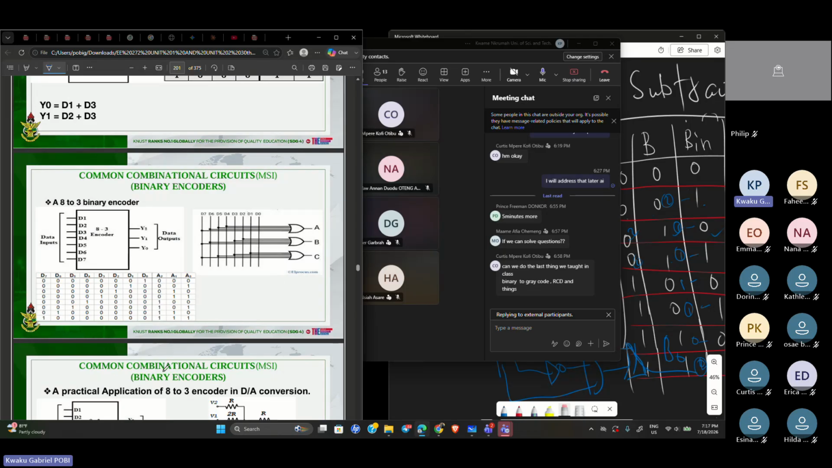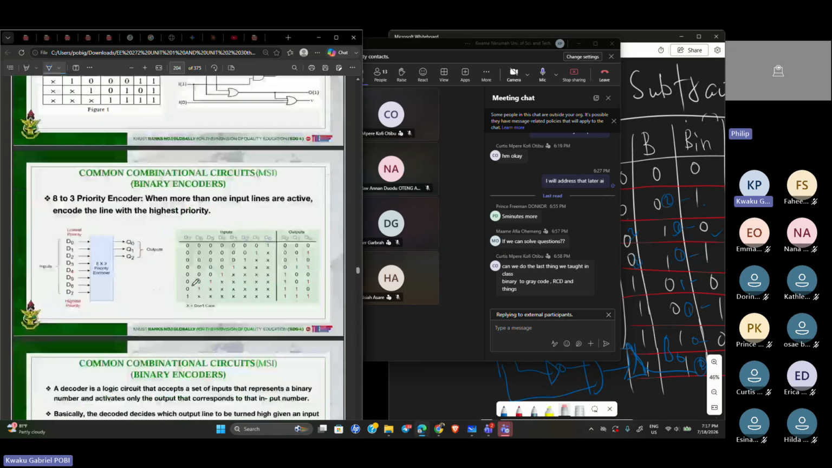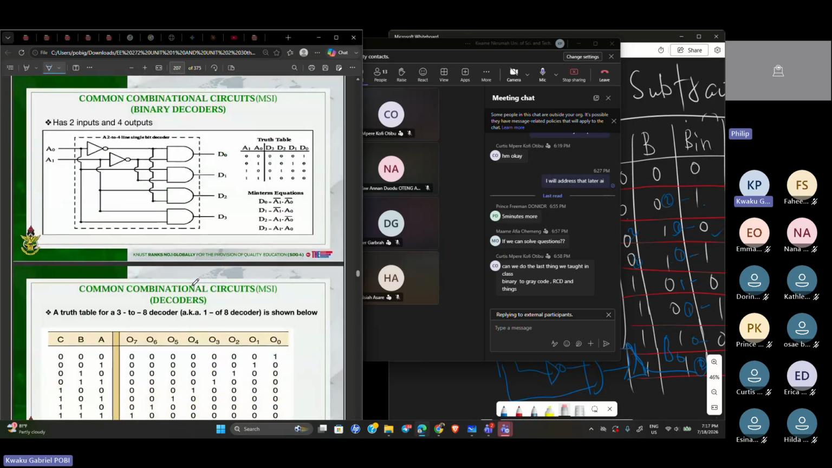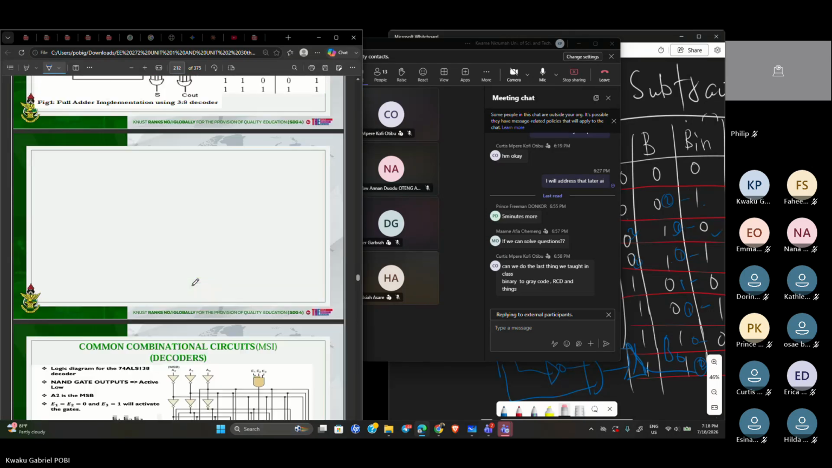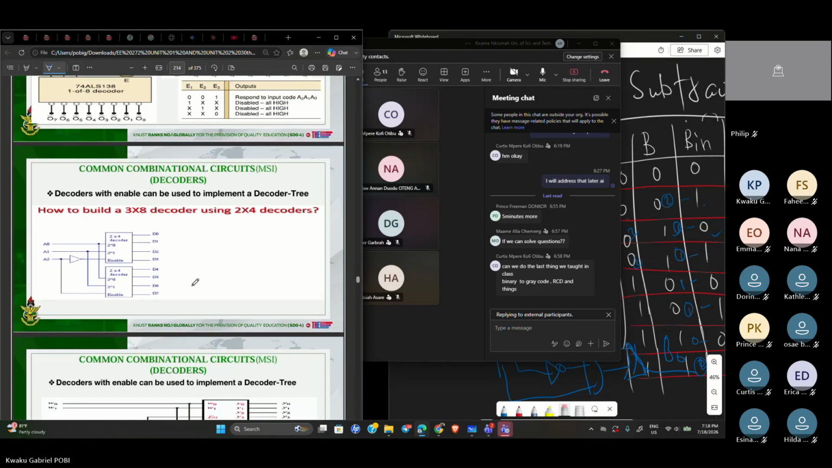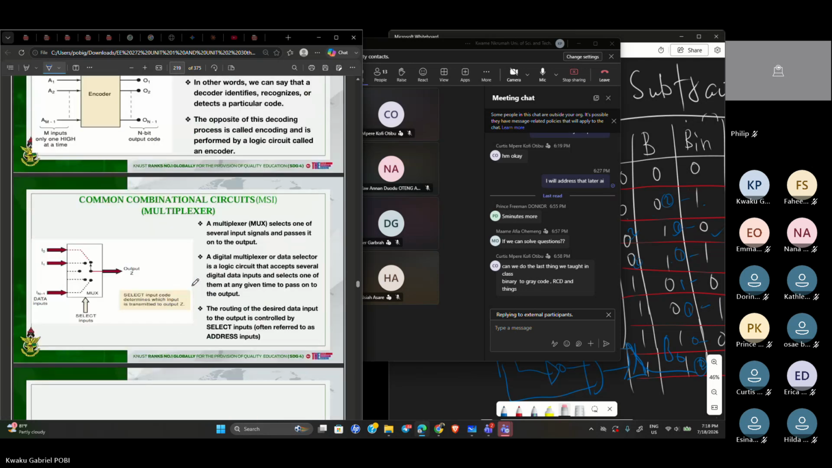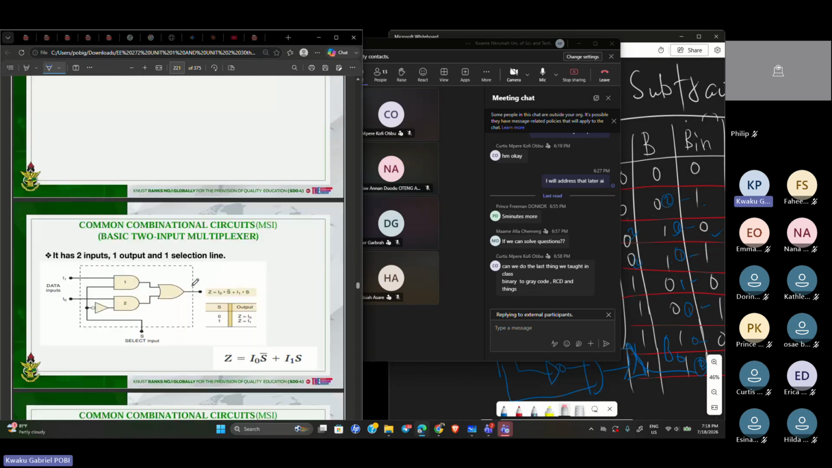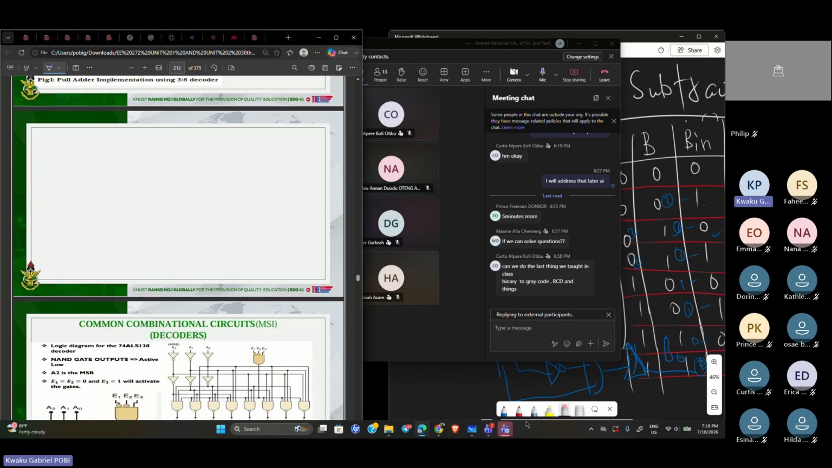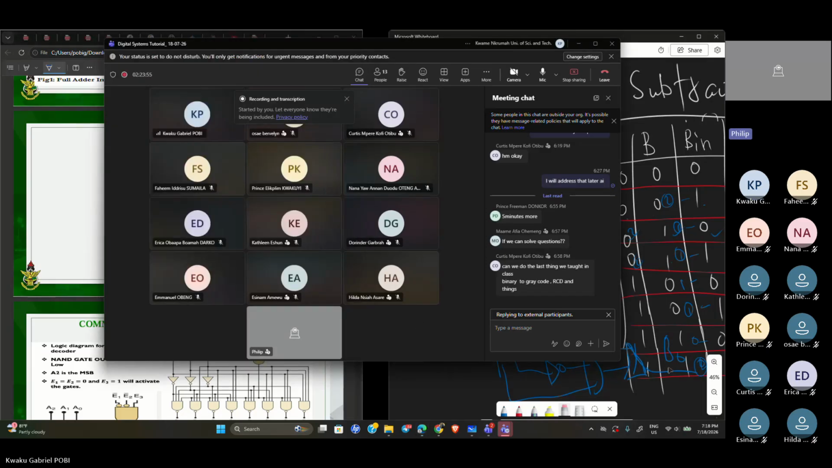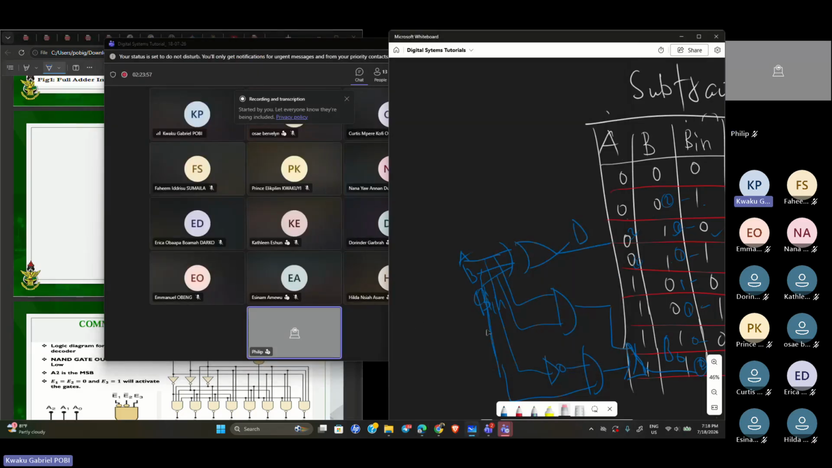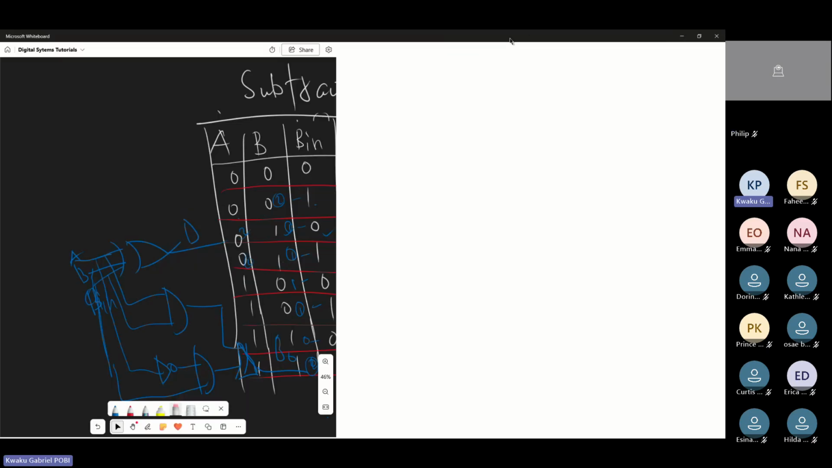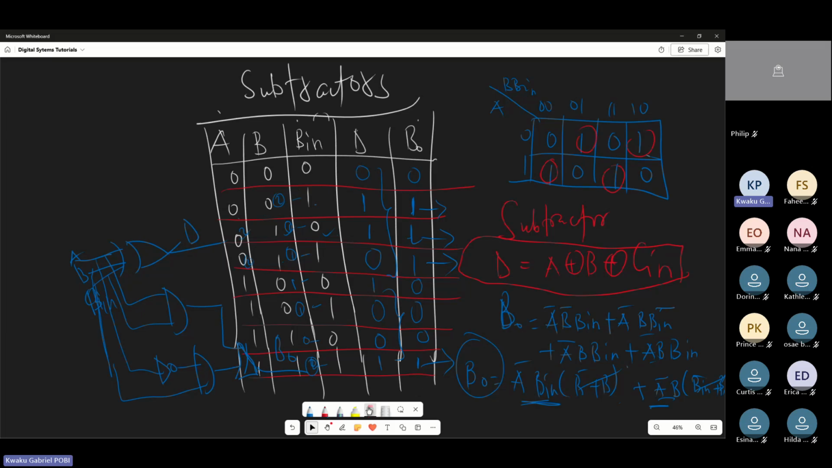So it means you guys have started encoders and all that. Relax. Please tell me where your binary to gray code and all that is. But let me teach you this.